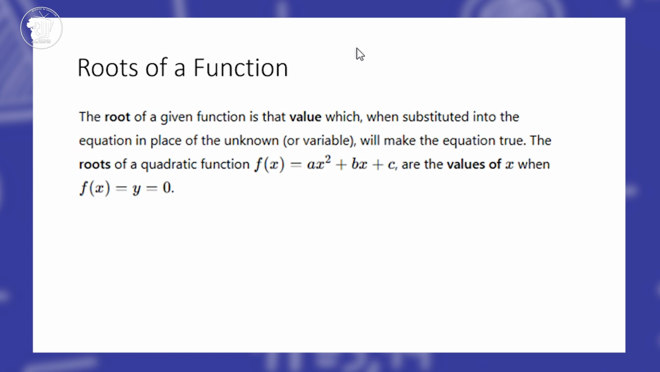So the roots of a quadratic function f(x) = ax² + bx + c, which is the general form for a quadratic function, are the values of x when f(x), which can be replaced with y, is equal to 0. The values that, when we substitute here for x, you will get 0. So that is what we mean by the roots.